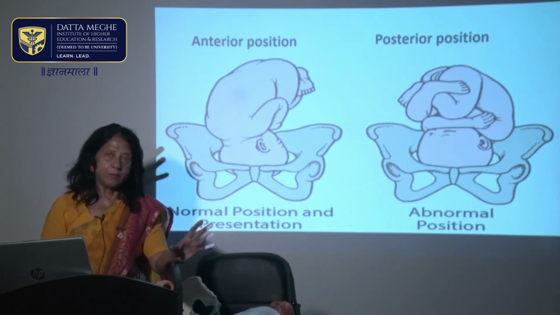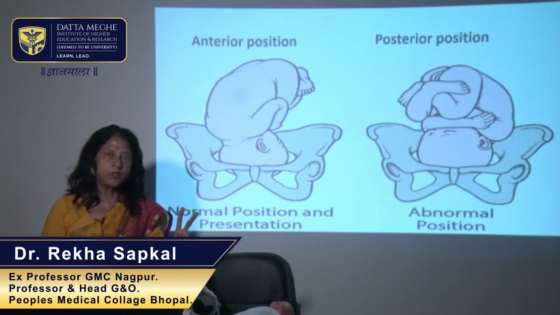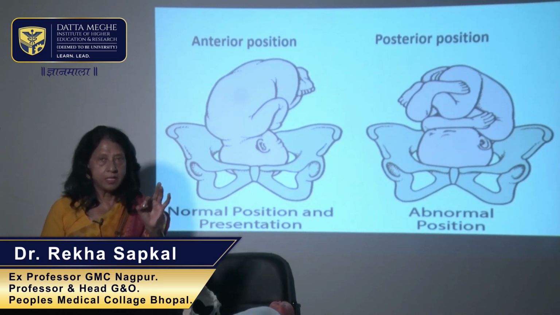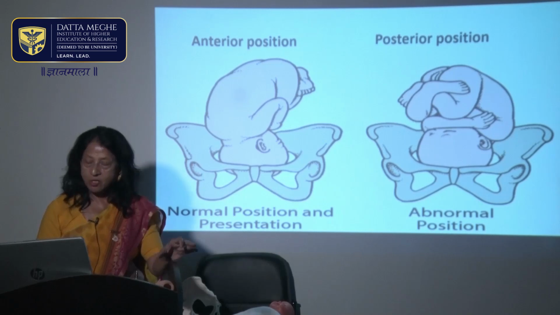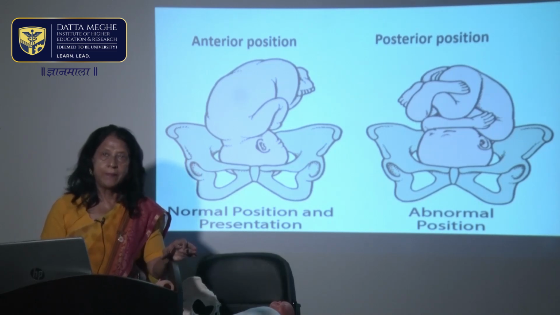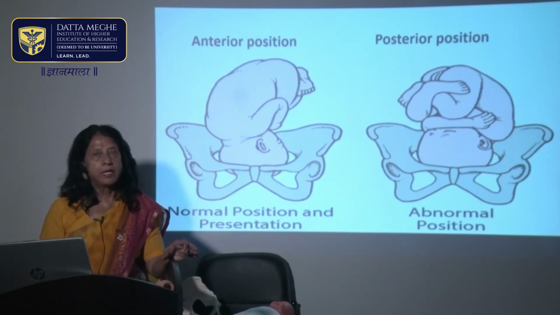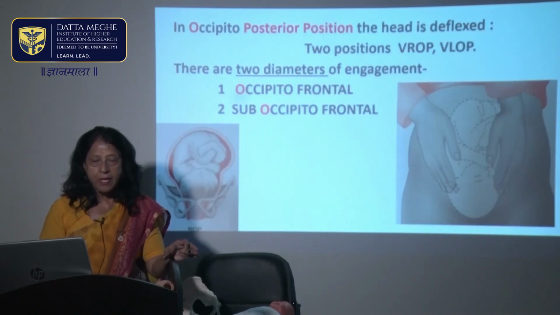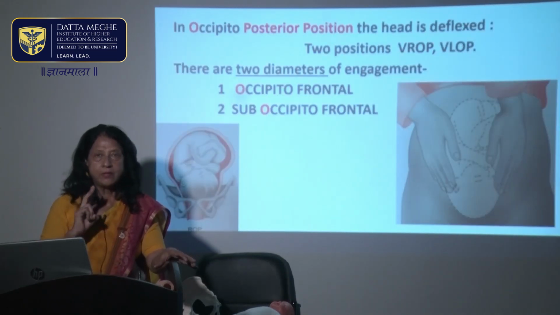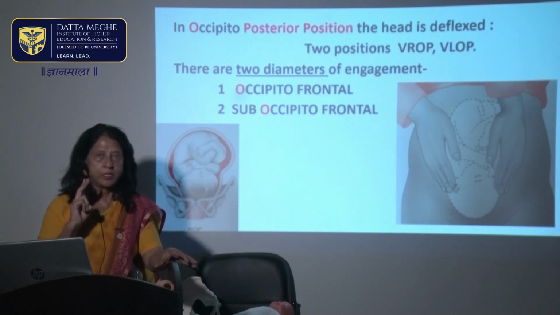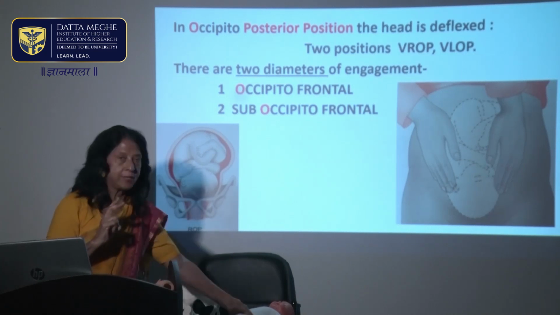Abnormal position and normal position, these two terminologies you must understand. It is a position, I have not said it is a presentation. What is an abnormal position? Occipito-posterior position. What goes wrong there? The head is deflexed. There are two diameters of engagement in occipito-posterior position.